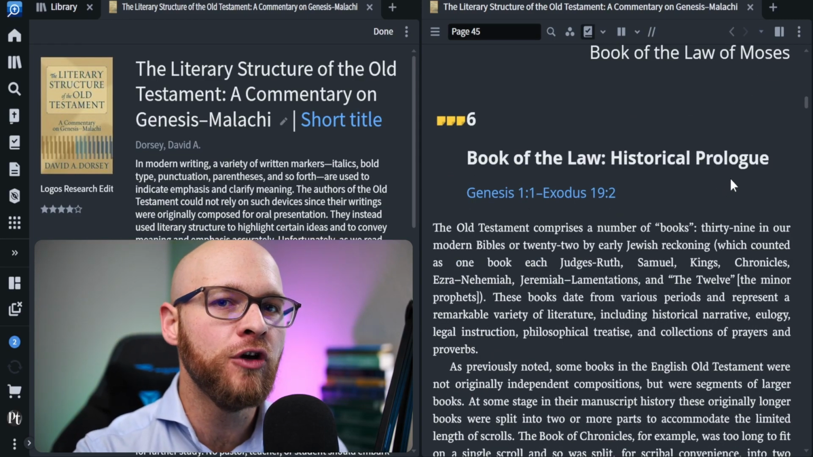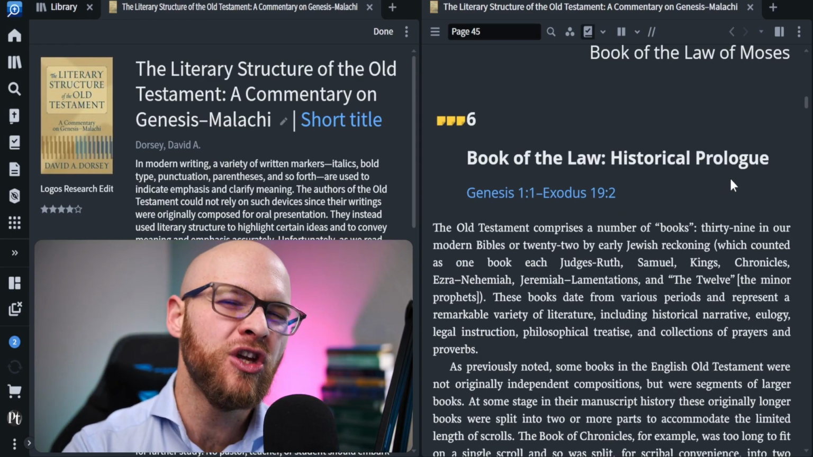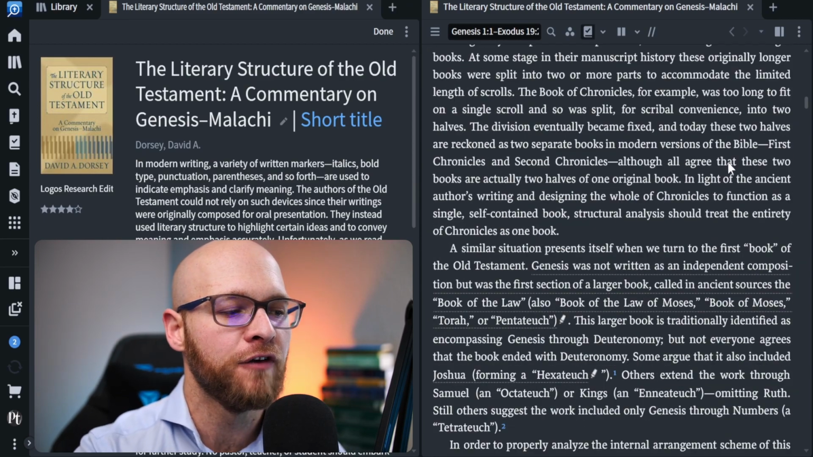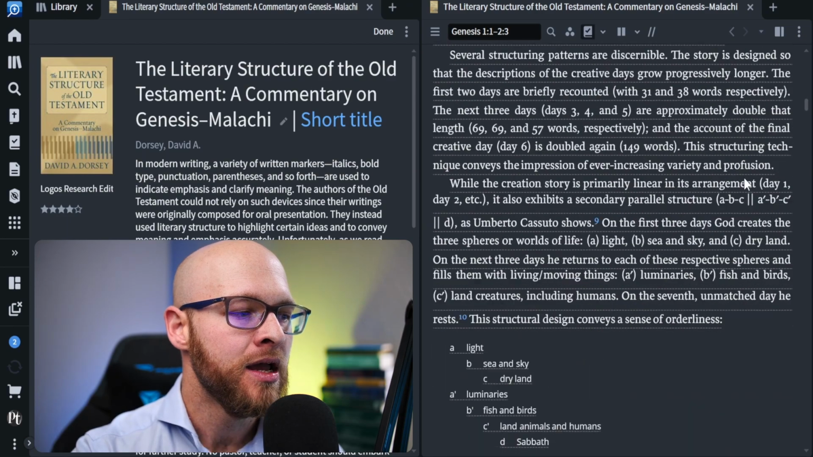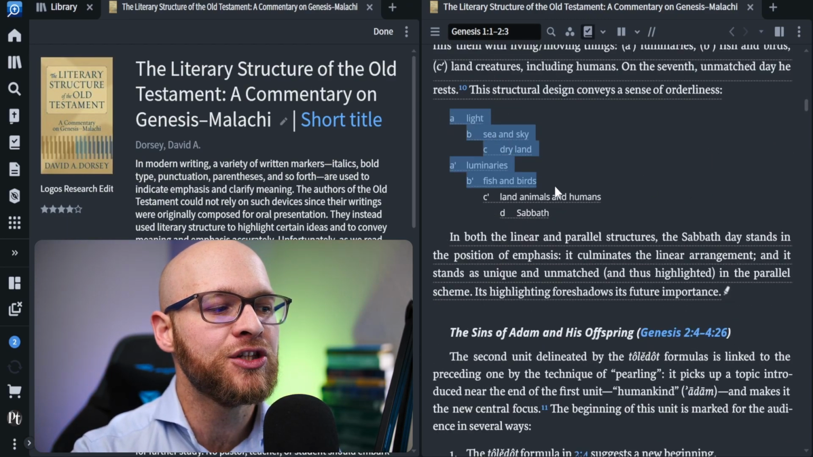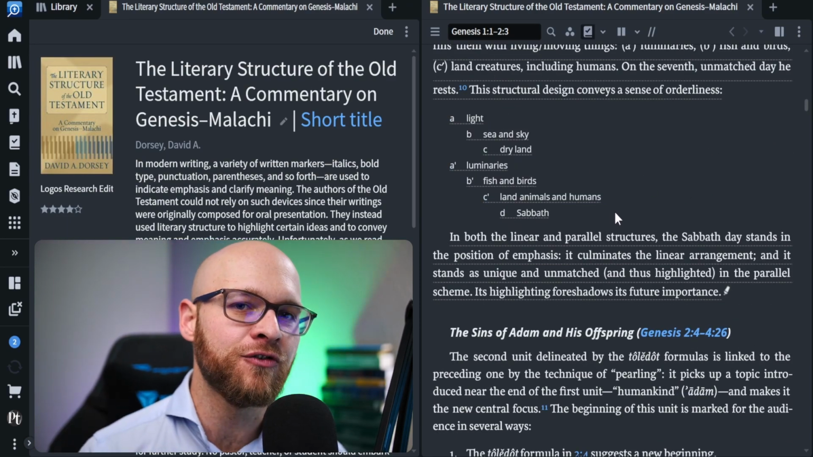Let me just give you a few examples now from the book so that you can get a sense of the resource and feel if it's right for you. First, I love his treatment here of Genesis chapter 1, okay? Here in Genesis chapter 1, he breaks down each of the days of creation, okay?